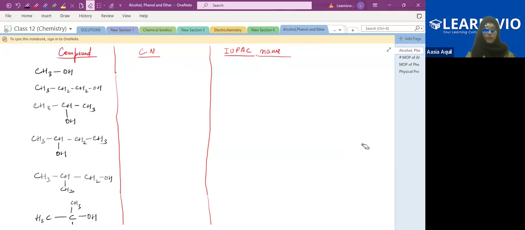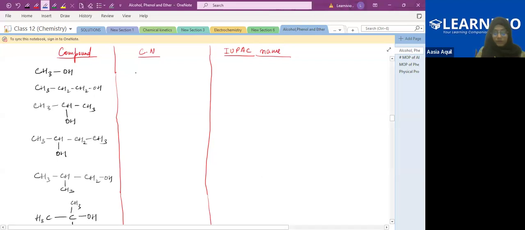Let's start from this first one, CH3OH. What will be the common name? I think I have discussed it. It's methyl alcohol. And what is the IUPAC name? It's methanol, because only one hydroxyl group is present, so you will omit the letter E and write directly methanol. Okay, do the rest of these questions. I will ask you.